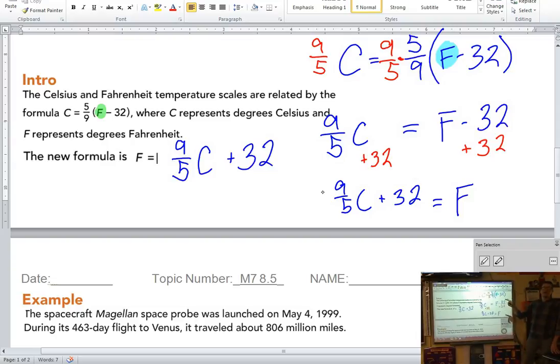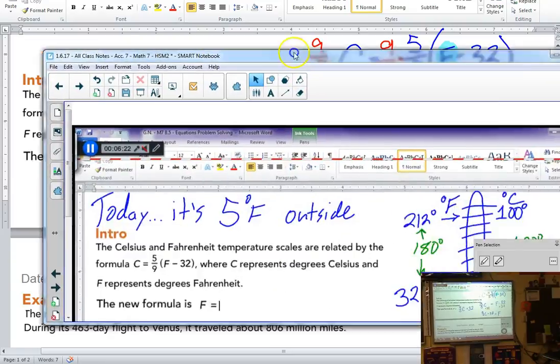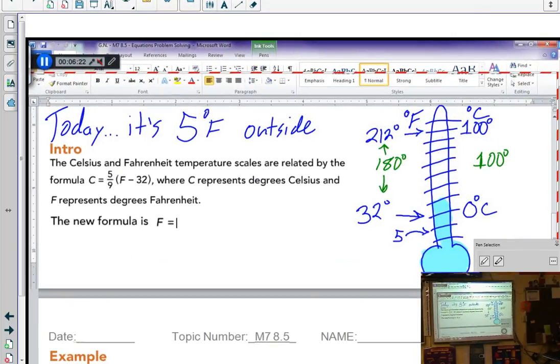That 9/5 relationship, hang on to it for just a second. That 9/5 relationship. Anyone figure out where 9/5 kind of comes from?